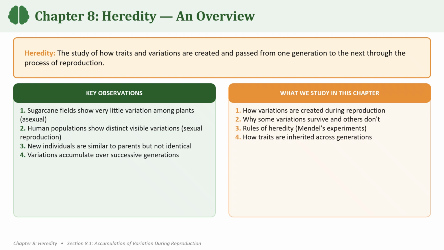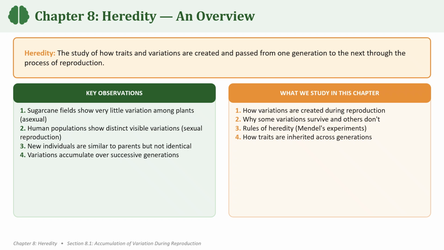So, heredity and inheritance. Here I have given you some key observations. Heredity is nothing but the transmission of traits from one generation to another through the genes. And here are some important observations. Let's take the first one. Sugarcane shows little variation. What happens there? Sugarcane reproduces mainly through vegetative propagation, that is nothing but asexual reproduction. So it produces nearly identical offsprings.